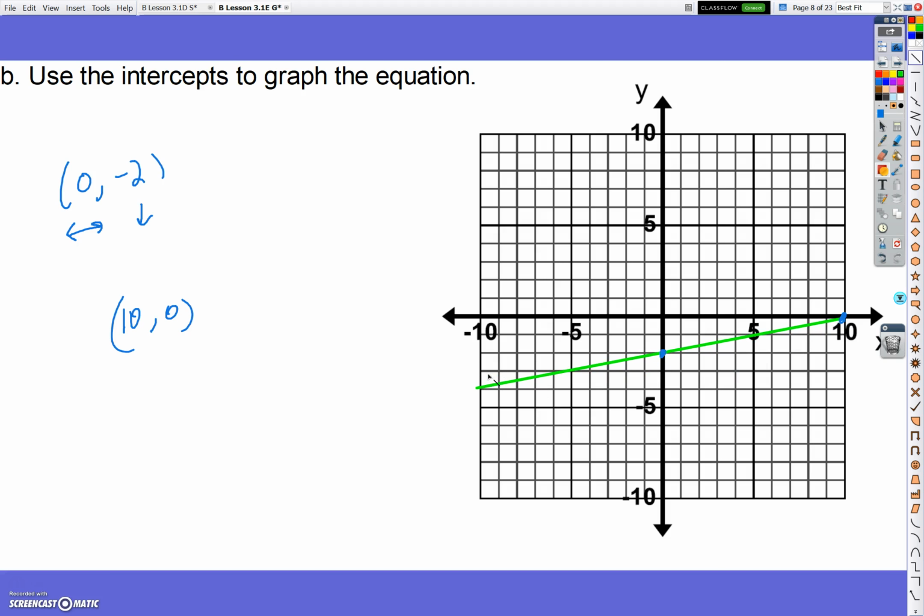So in standard form, there is no rise over run. There is no looking at it. You just solve for 2 points. You solve for your x and your y-intercepts. You only plot those 2 points, your x and your y-intercepts. And then you connect the dots.